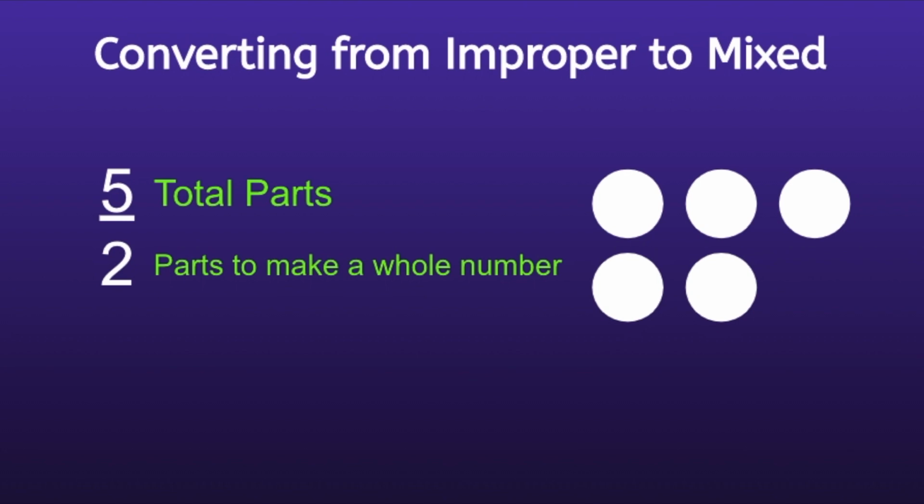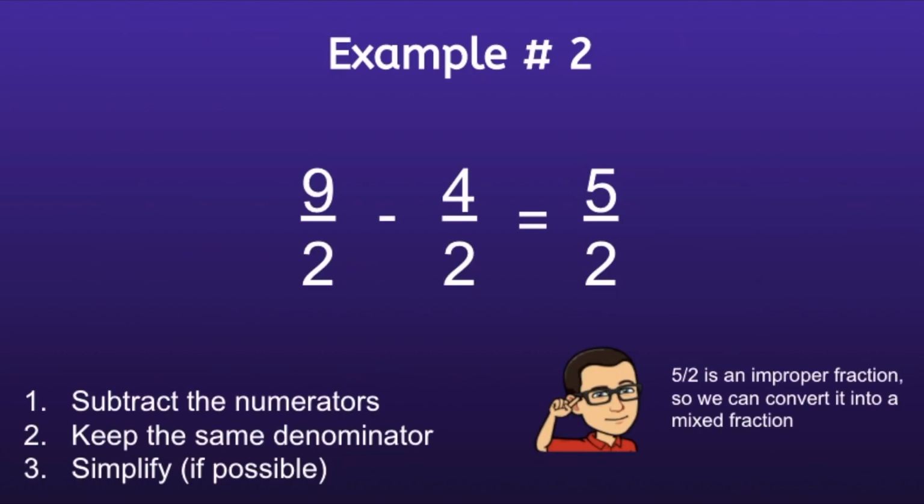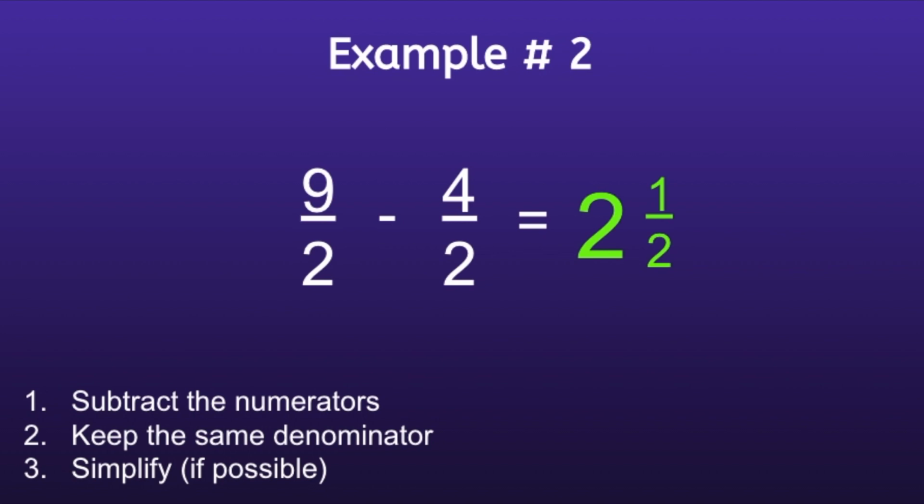And we are going to find out how many groups of 2 we can make to determine how many wholes we will have. I can make 1 group, 2 groups, and it stops there, so my whole number will be a 2. But I also have 1 part left over, so that will be my numerator, and a denominator of 2, because it takes 2 parts to make a whole. So notice we kept the denominator the same. So 5 over 2 can be converted to 2 and 1/2. So the final answer to the problem will be 2 and 1/2.